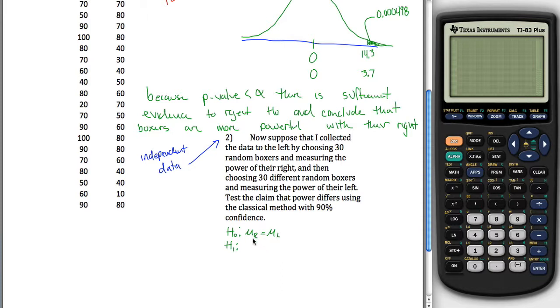So my null hypothesis will be that they're the same, and then my alternative hypothesis, which will also compare those two, I'll have to read the problem. And here it says test the claim that the power differs. Differ is a key word here. It means does not equal.